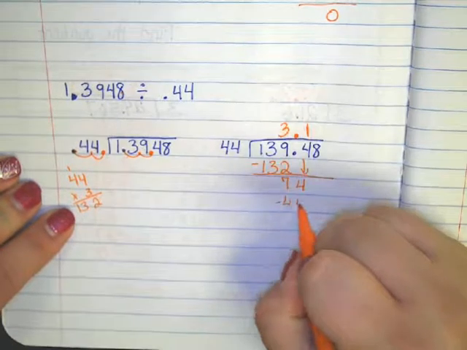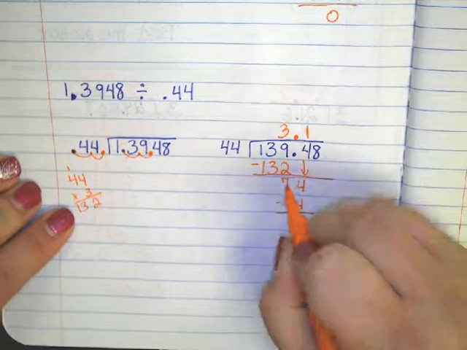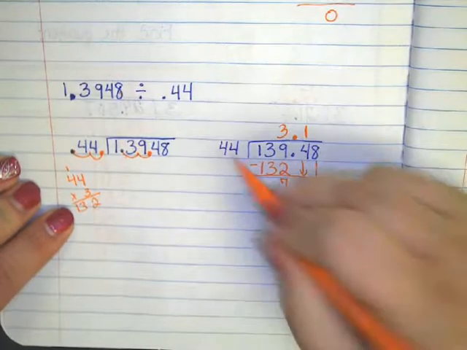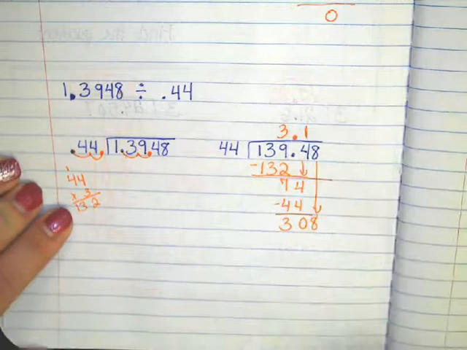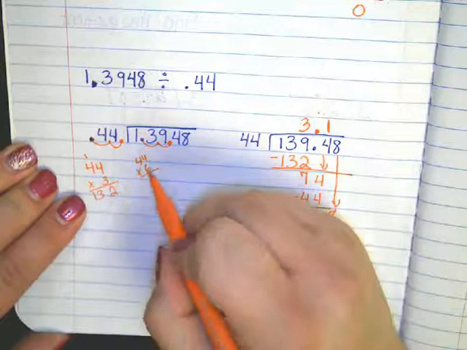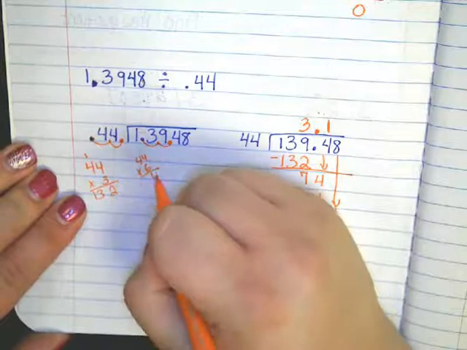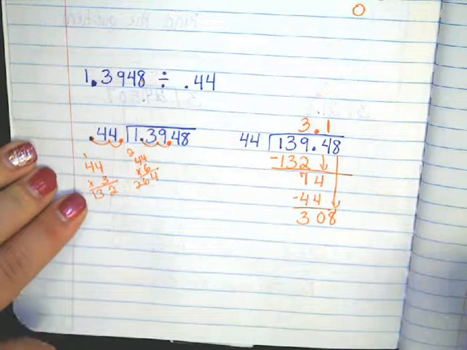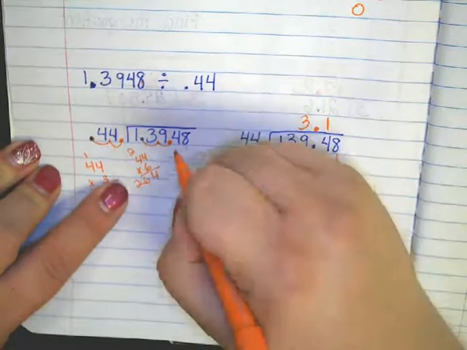Ooh. 44, let's try 6. 6 times 4 gives me 24. I get 264. Is that going to work? I think you can go one more time. 44 times 7. 8, 2. There we go. 7. Once you have that copied, you may leave.